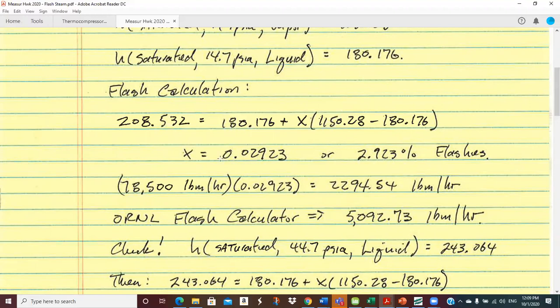And so you run that little bit of math and you get 2.923% flashes. So 2.923% of my liquid flow is a little short of 2,300 pounds per hour. So that's what I'm really going to flash. And I looked at that, and I'll be honest with you, when I did this, I just kind of did it to do it.